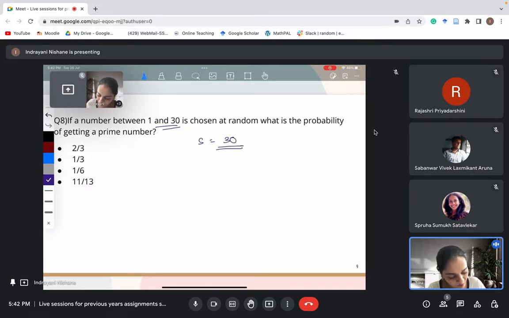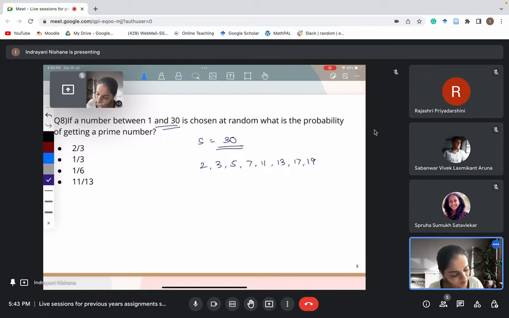So first prime number would be 2, then 3, 5, 7, 9, not 9. Somehow I am thinking about the prime numbers. 3, 5, 7, 9, then 11, then 13, then 17 and 19. So let's check once again.